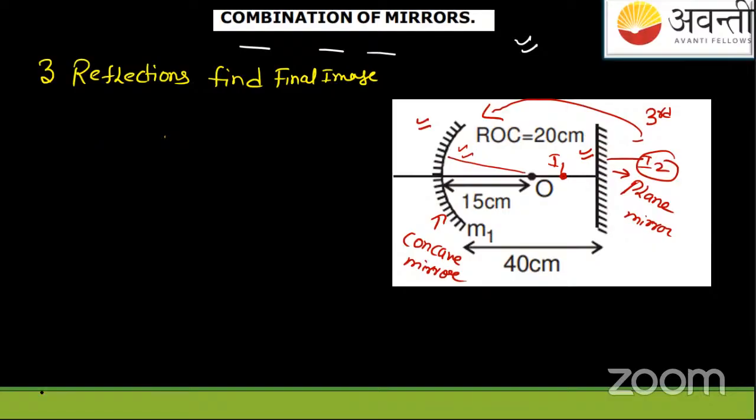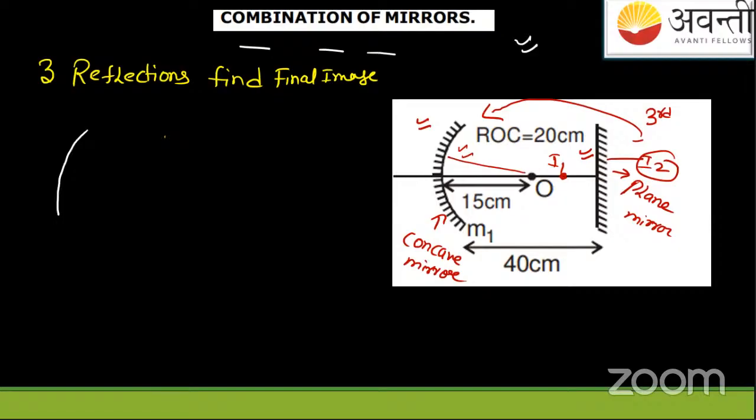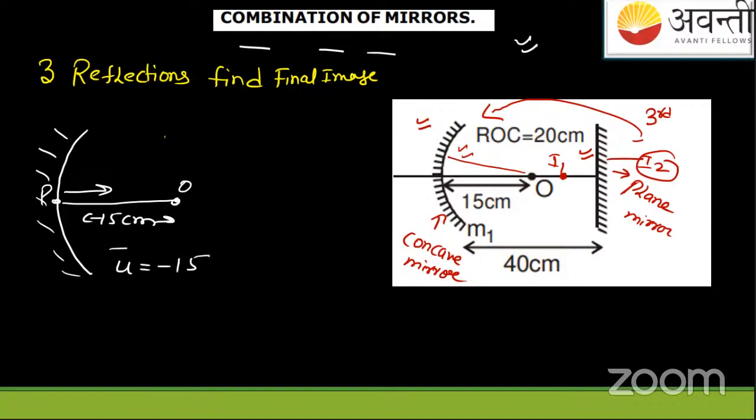So now let us see. This is the concave mirror. The object is 15 centimeter here. Object distance: if you start from the pole and go towards the object, that is the object distance. So it will be -15. Is it fine, students? I hope it's clear.